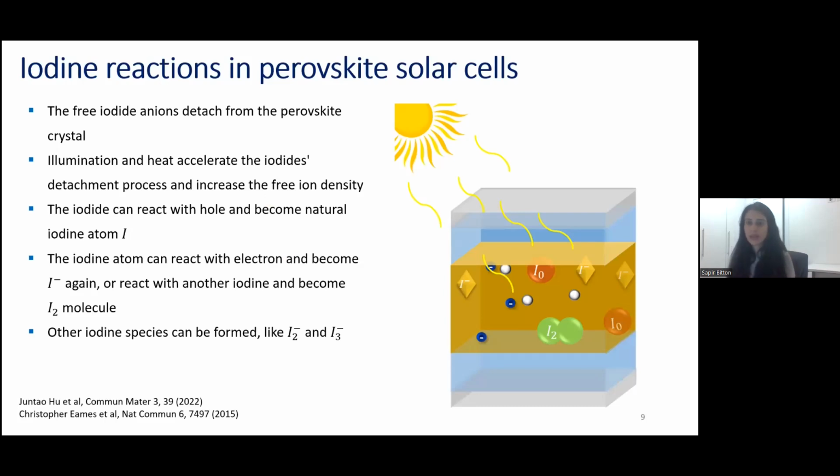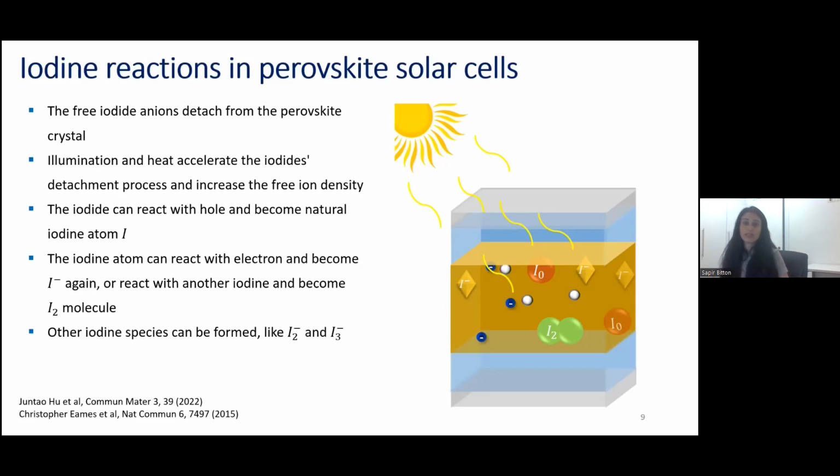So quite a few studies discuss the presence of free iodide anions in the perovskite. The iodide's formation has low activation energy and non-negligible diffusion coefficient. And under external energy, such as illumination or heat, the density of free ions in the device increases. But at the same time, only few works discuss the reactions in which the iodides take part.